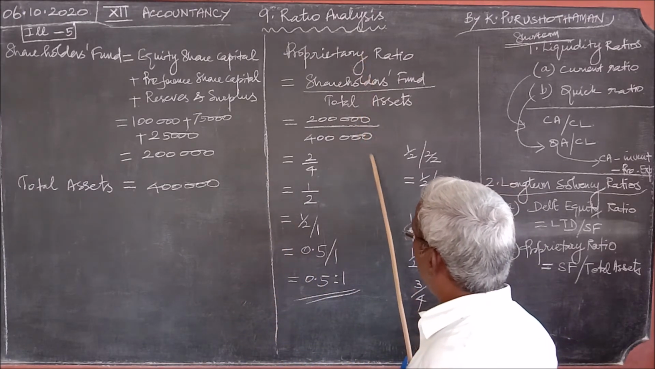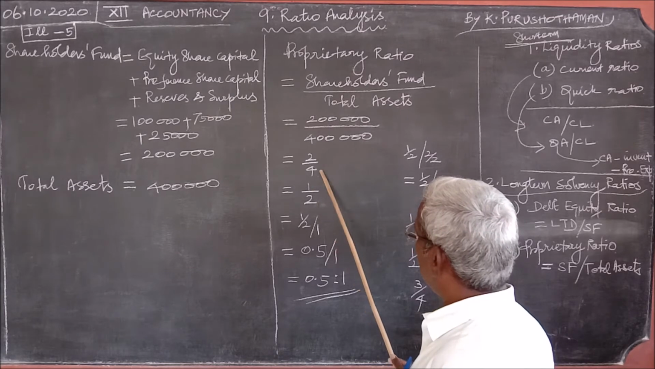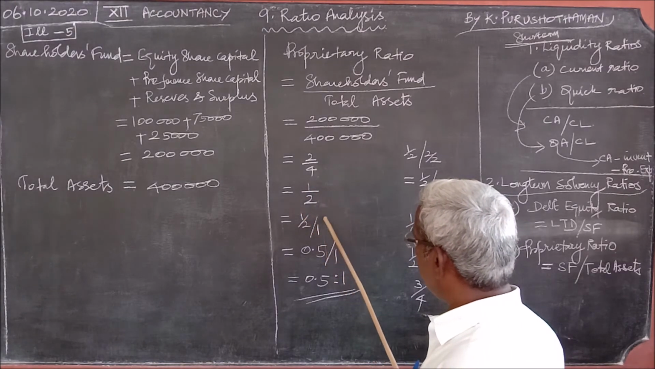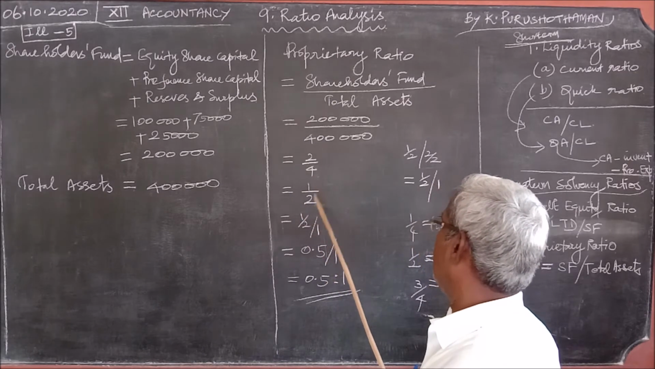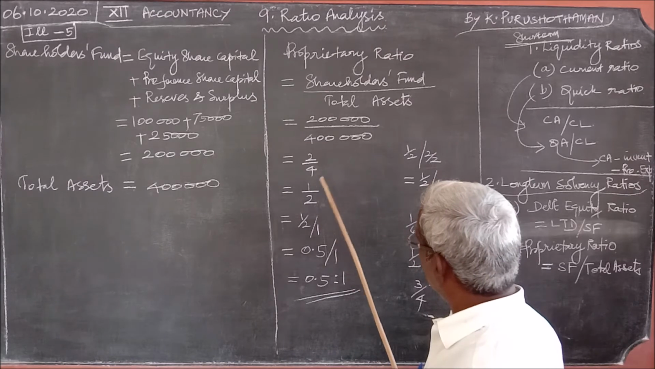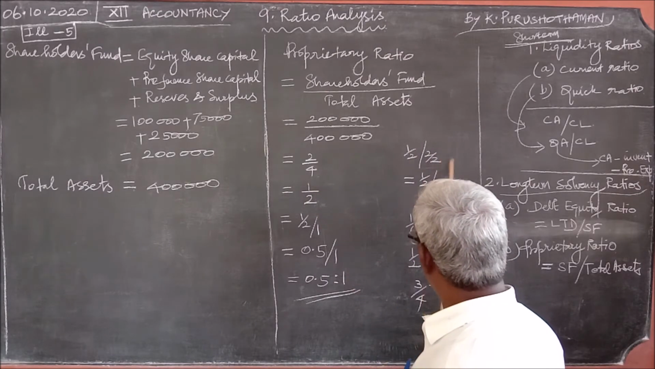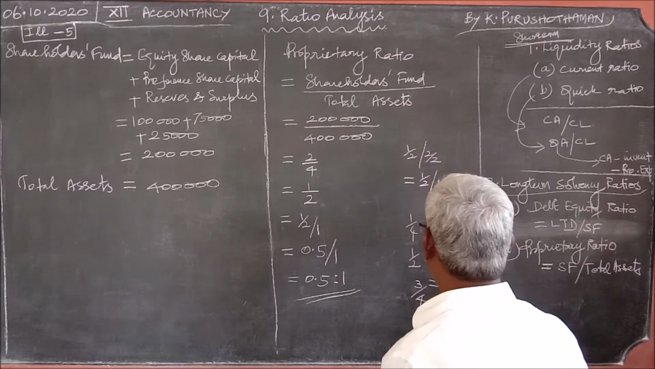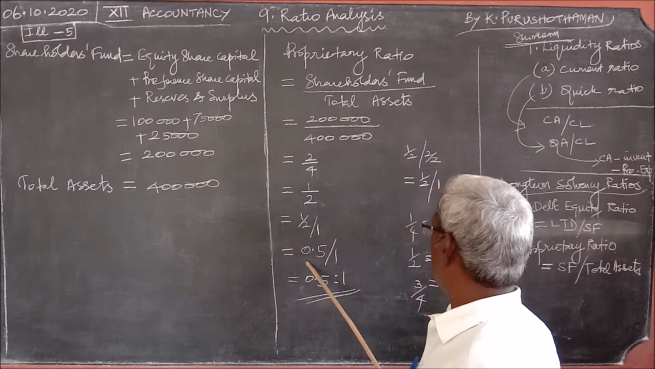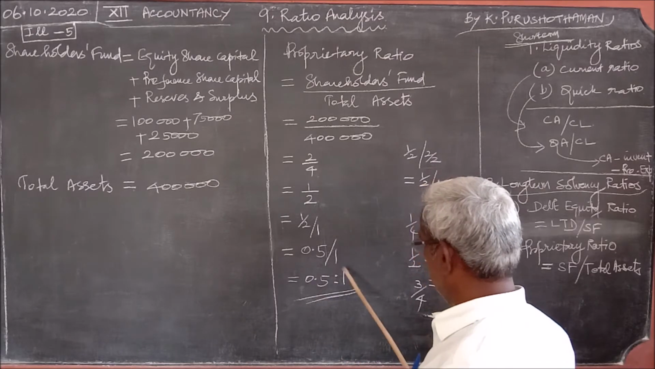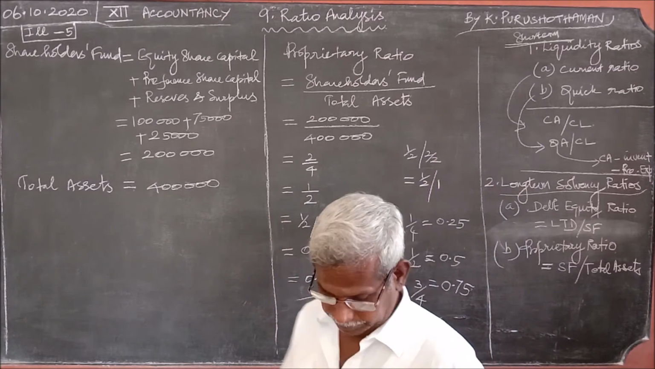So substitute the values here, simplify, you will get 2 by 4, it is 1 by 2. I told you a very simple technique: divide the number by the denominator. So 2 by 2 is 1, numerator 1 by 2 is 0.5. Therefore 0.5 by 1. It can be written in the form of a ratio 0.5 is to 1.